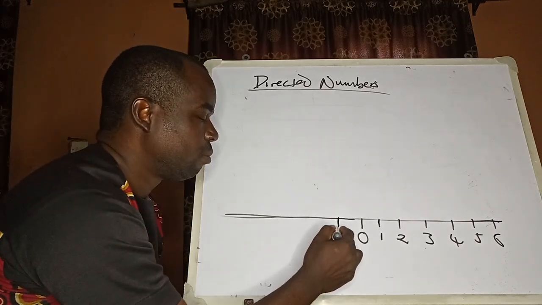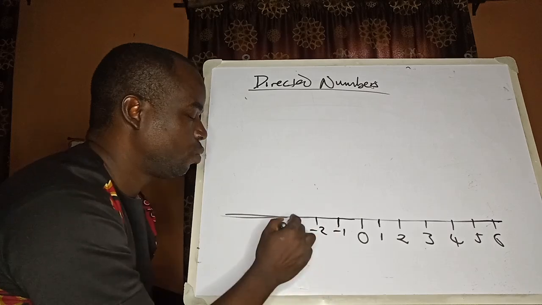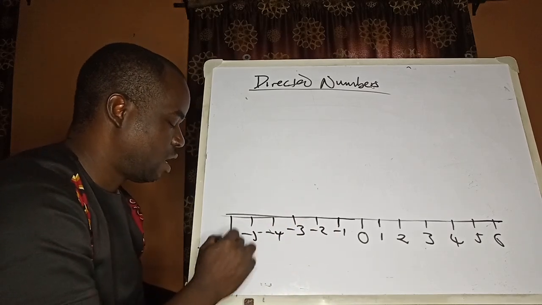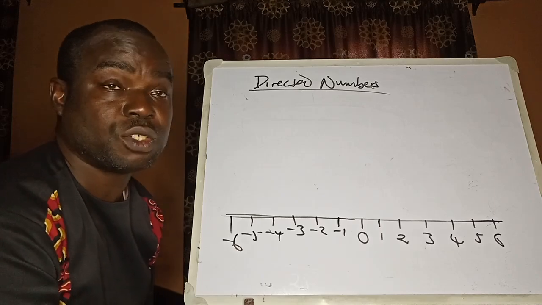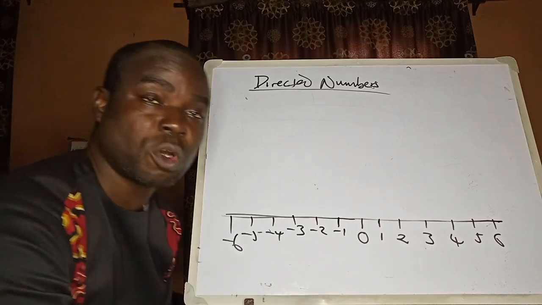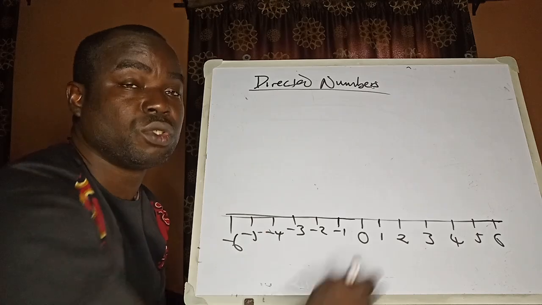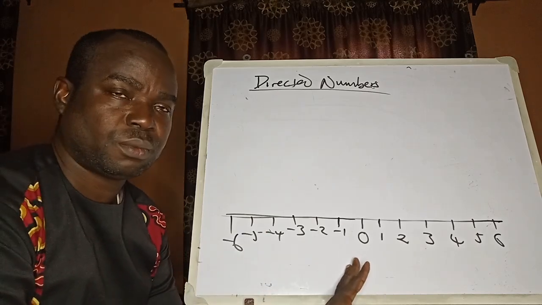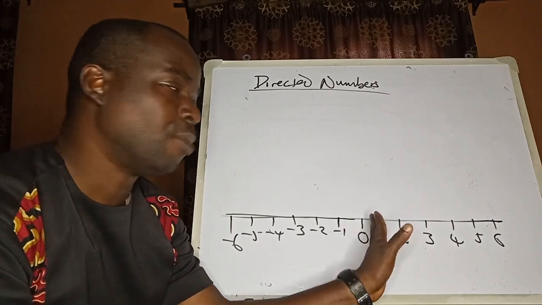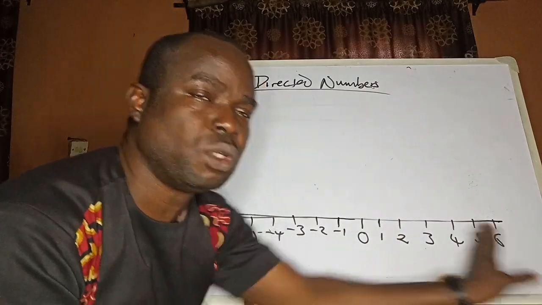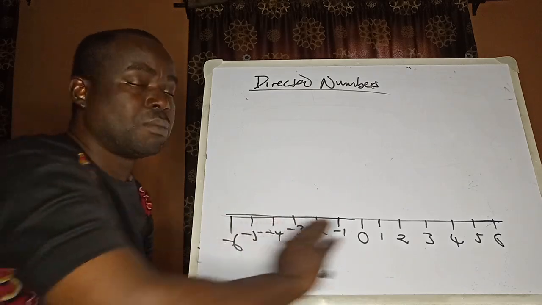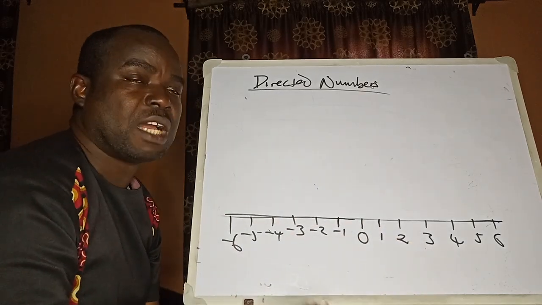Then here we have -1, -2, -3, -4, -5, and -6. You can continue if you like. You mustn't stop at -6. Anytime you want to do a number line, this is what you should do. Start from 0, then put your positive numbers and put your negative numbers. Is it clear? That's number 1. So keep this in mind, copy it and keep it.